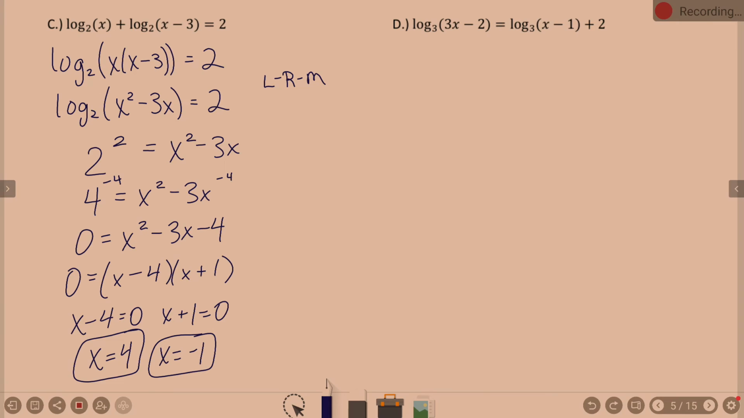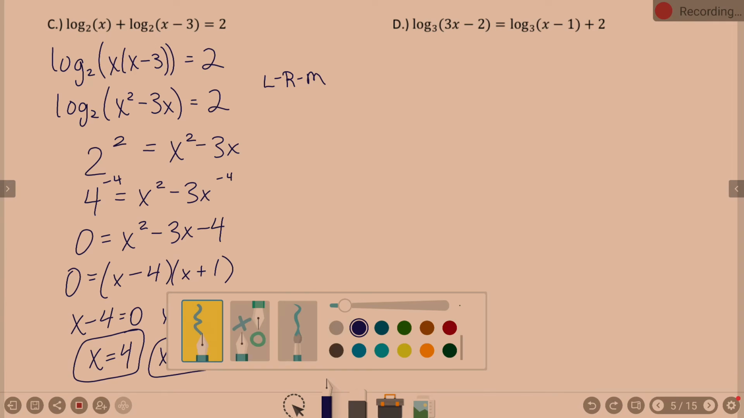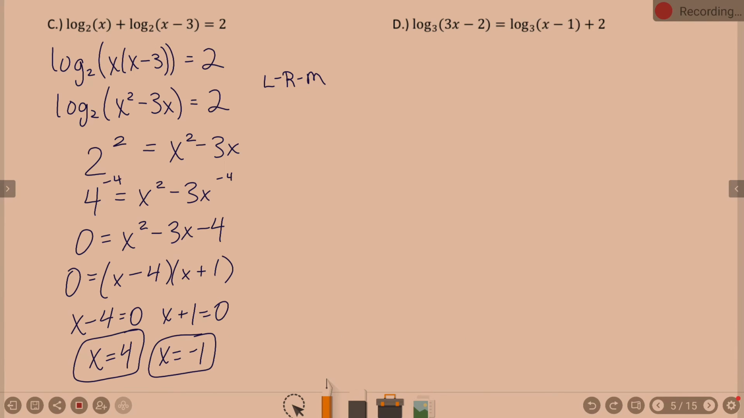Do they both work? No, because you have to go back to the very, very beginning. So in other words, I'm not just going here. I have to go back to the very beginning. Right there, log of x. If log is negative, that's not working. Can 4 work? Log of 4 minus 3, both cases that's positive, so we're good there.